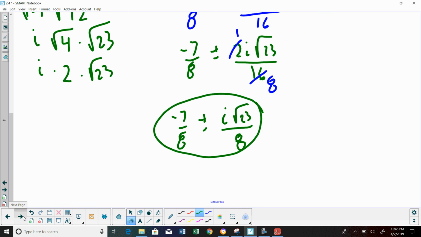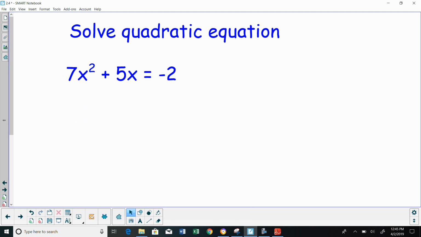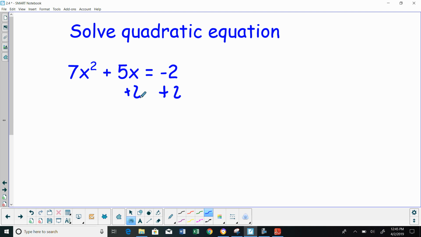All right, so let's take a look at another example. For this one, we're trying to solve this quadratic equation, 7x squared plus 5x equals -2. In this case, we want to get everything over on one side. So let's add 2 to both sides. So I get 7x squared plus 5x plus 2 equals 0.